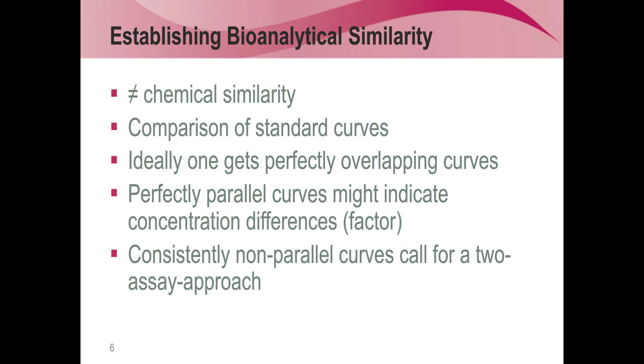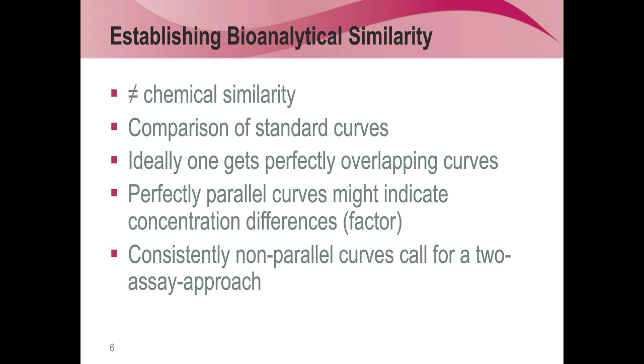Again, I said we are comparing standard curves, and we ideally want to have perfectly overlapping curves. When we don't have overlapping curves, but they are basically shifted on the y-axis, on the signal axis, that is usually an indication that there is a difference in concentration between the biosimilar and the innovator. And that is something we sometimes pick up even as a second step. For example, we had the case that there was a lot of adsorption of the biosimilar against tubing and other containers because it used slightly different formulations, and that showed up as a concentration difference.